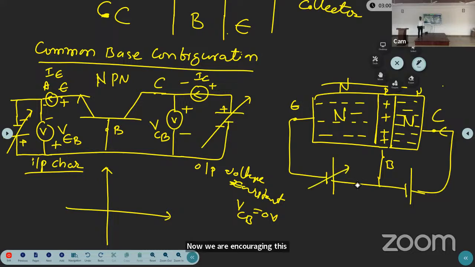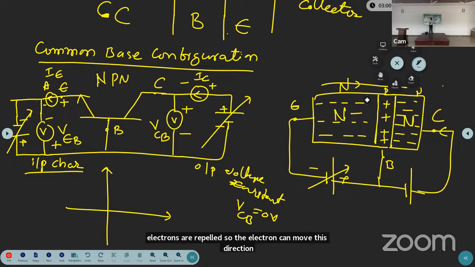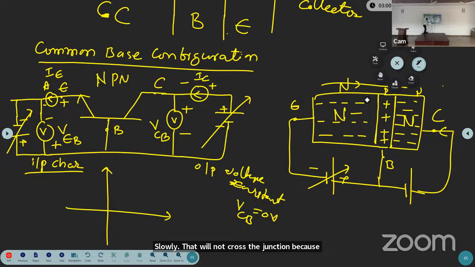First 0.1 volt. What will happen? Because of the negative terminal of the battery, these electrons are repelled. So the electrons can move in this direction slowly. They will not cross the junction because the junction is there. Now you can increase the voltage. So now increase the voltage to 0.3 volt. Now the electrons will cross the junction. Okay. So now this.